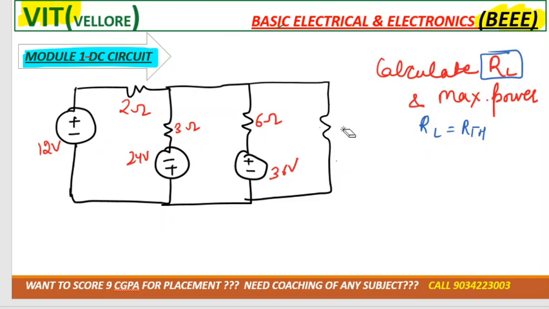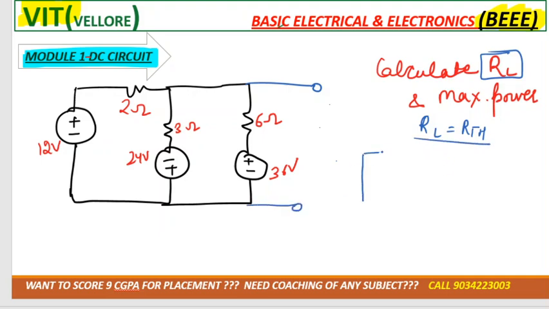So for calculation of RL, what we need to do? We need to short the voltage source, and if there is a current source, then the current source must be open or short? Open. Now from this diagram, can we get the value for RTH?